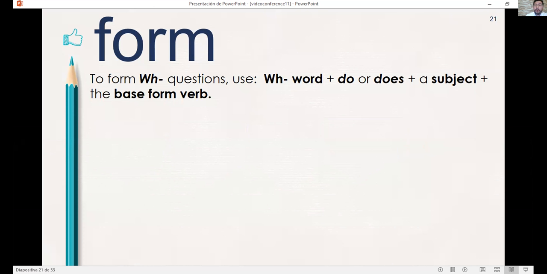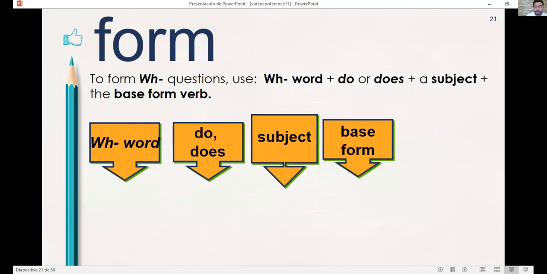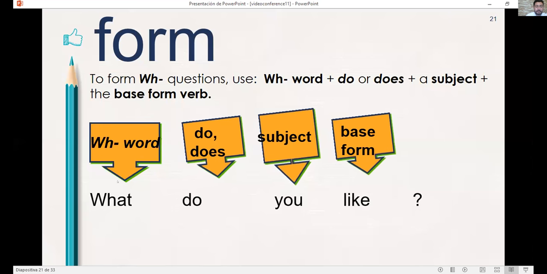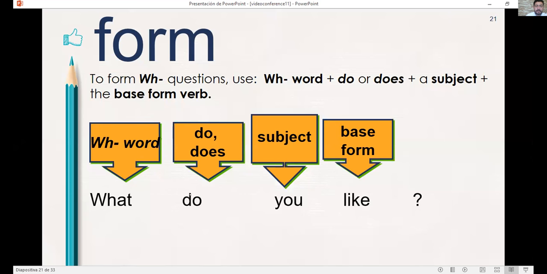Okay, la fórmula de cómo hacer un WH question en el simple present es bien fácil. Se ocupa la WH word, ya sea what, where, why, when. Ocupo do or does, dependiendo del sujeto, y la forma base del verbo, okay? WH word, do or does, subject, y el base form of the verb. Y aquí tienen un ejemplo. WH word, what? Do, porque ocupo el subject, you. Y ahí el verbo en su forma base. Y si hay complemento, puedo agregar un complemento. Si no, pues hasta ahí.